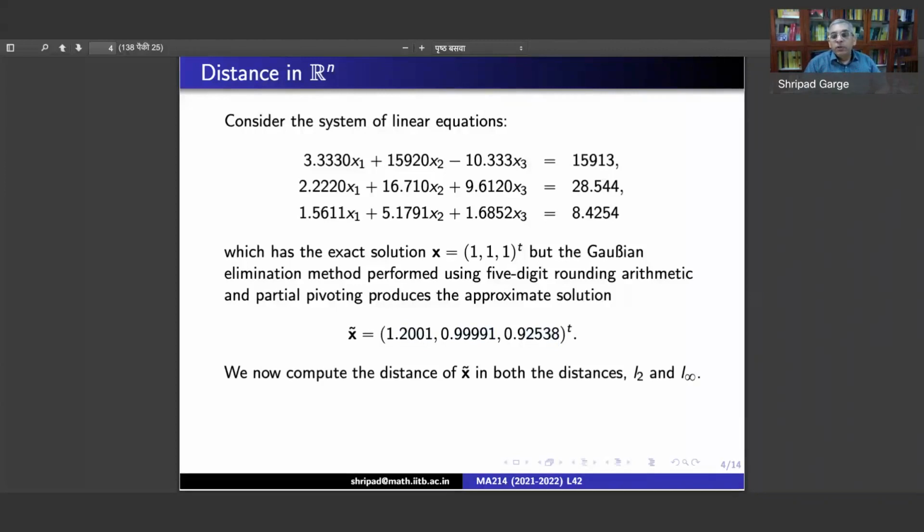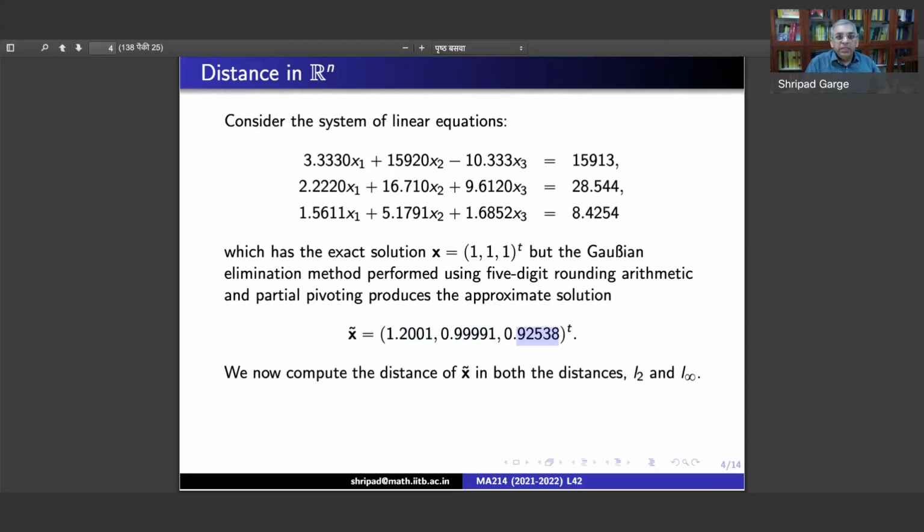and we will compute it in both the L2 and L infinity distances. We want to see how far x tilde is from x using both these distances. So let's remember what is the difference of the corresponding values. This is 0.2001. Here you will get 0.00009 and this will be 0.07462. Okay, so these are the distances of the corresponding coordinates.